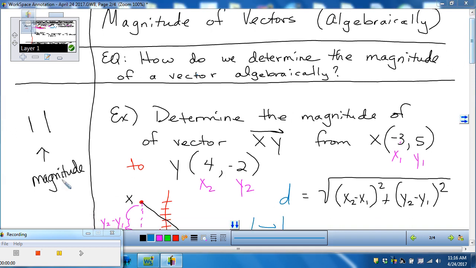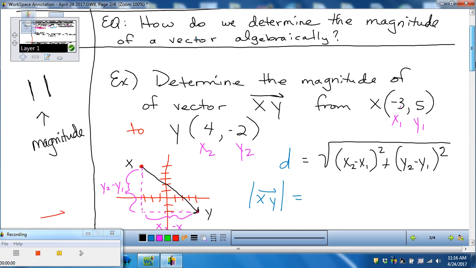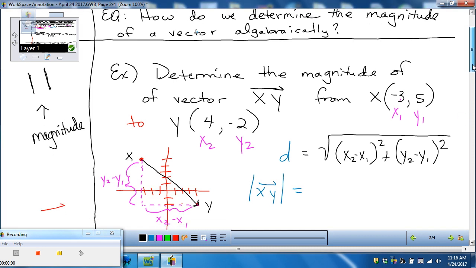By the way, I want to point out to you over here on the left side of your notes, this is the symbol that we use for finding the magnitude of a vector. It looks like absolute value bars. That's all that it is. So when you see that in the problem, don't let it freak you out. It just means magnitude.